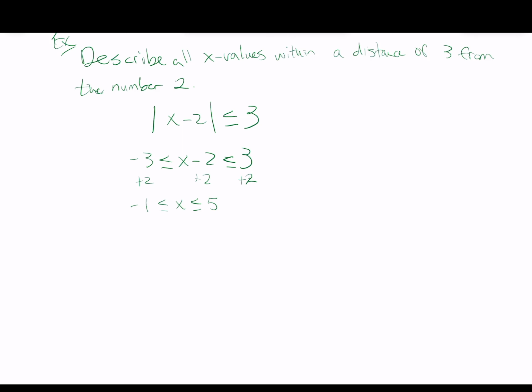Okay, so how do we write this in interval notation? It's all of the x's, including -1, from -1 to 5, including 5. Rewrite that right bracket because it doesn't look very good, but that is our answer. These are all of the x values within a distance of 3 from the number 2.